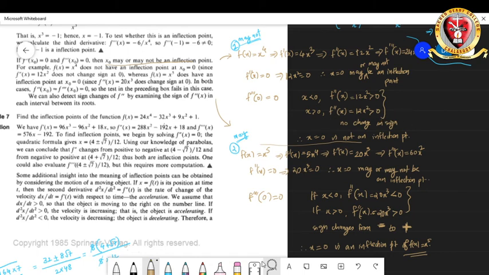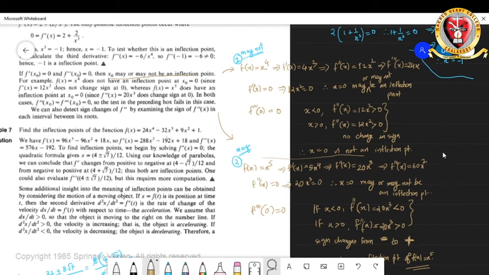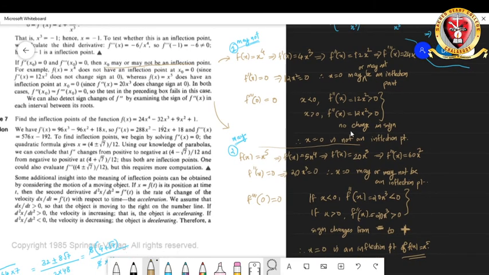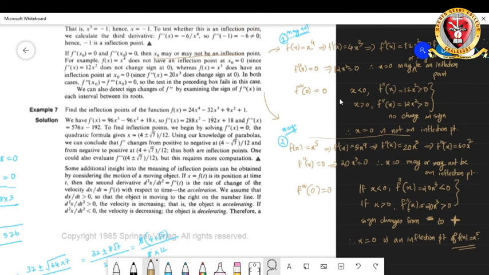Okay. So here you got that even though f double dash of x naught is equal to 0 and f triple dash of x naught is equal to 0, there are two possibilities: x naught is not an inflection point, and also sometimes x naught is an inflection point. There are two possibilities. That's what we just saw from this paragraph.